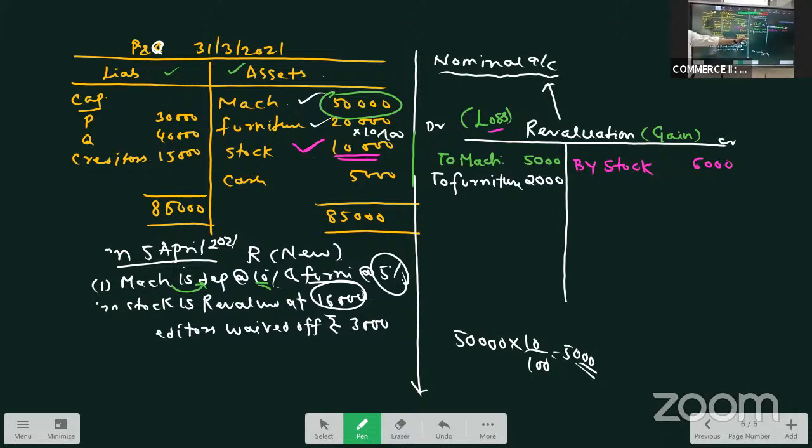How am I preparing my revaluation account? I am taking all the losses due to revaluation of assets and liabilities on the debit side. I am taking all the gains due to revaluation of assets and liabilities on the credit side. Then we have creditors waived off rupees 3,000. Creditor is a liability.